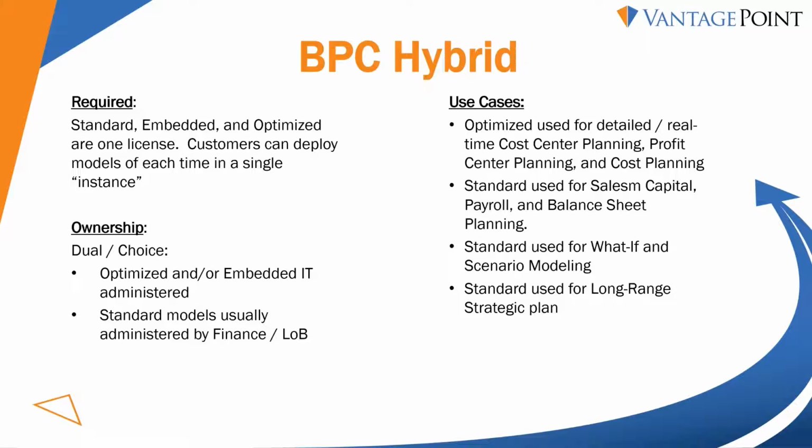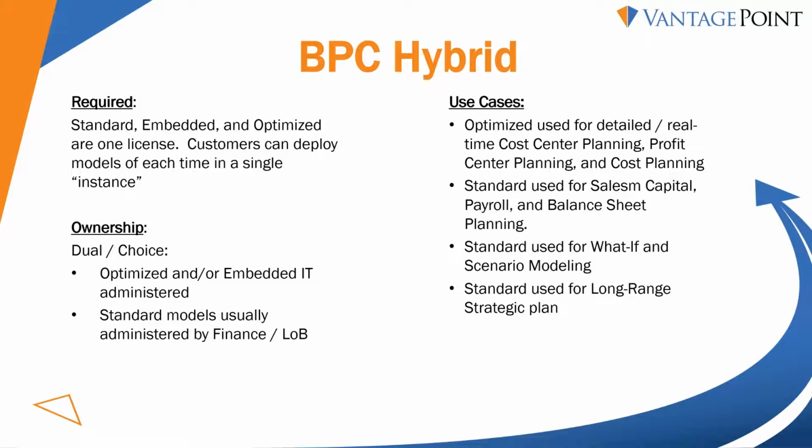Next, we want to talk about the use case for a BPC hybrid approach. And we're going to talk about two hybrids within here, but this hybrid is a BPC hybrid itself, where you have the ability to roll out BPC in different deployment models under one license. Standard, embedded, and optimized are purchased as a single license option, and the method by which you deploy is simply your choice. So you can conceivably deploy standard, embedded, and/or optimized models as separate instances or separate models within a single instance of BPC.